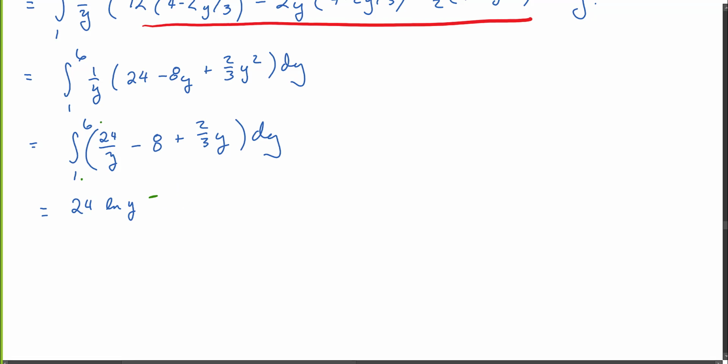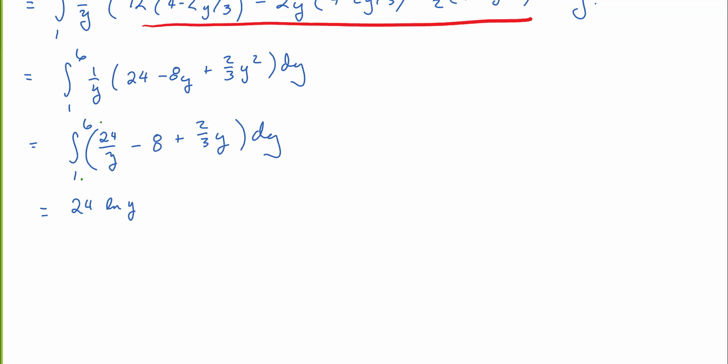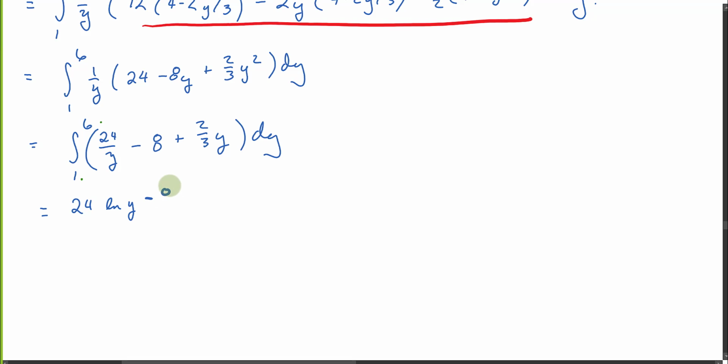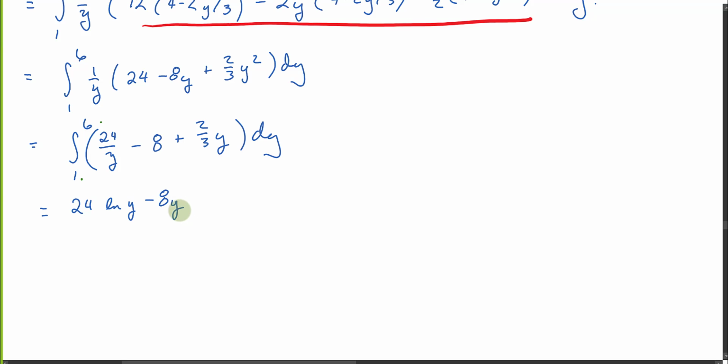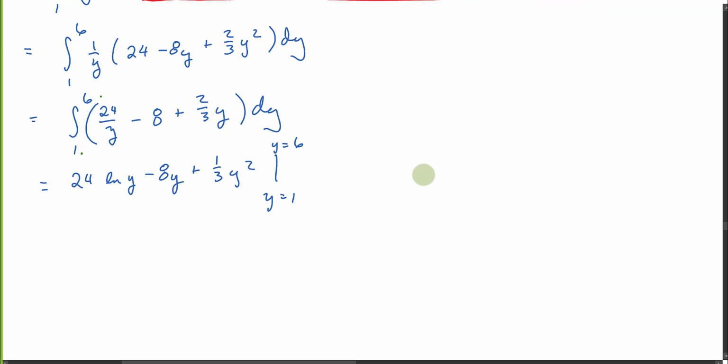Minus 8y plus 1/3 y squared, evaluated from y equals 1 to y equals 6. And if we clean this up, this just simplifies to be 24 natural log of 6 plus 85/3.